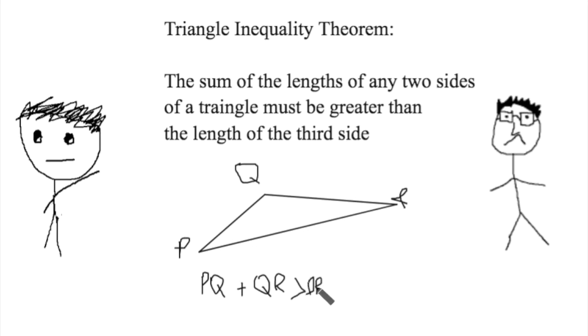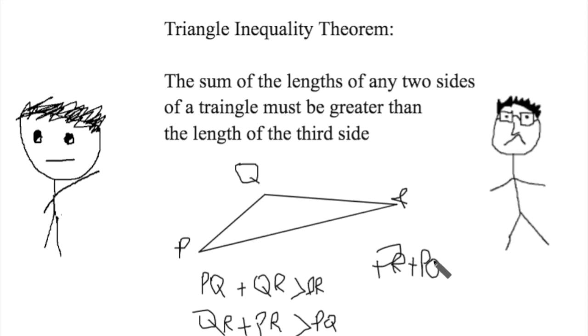And it works the other way too. So we know that QR plus PR must be greater than PQ. Let's see if you can do the third one though, because there's one more. PR plus PQ is greater than QR.